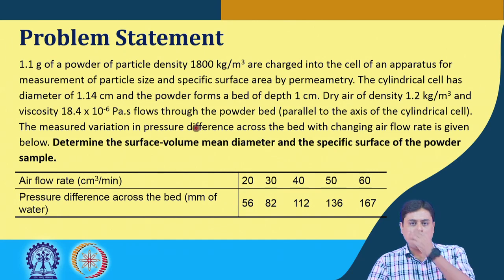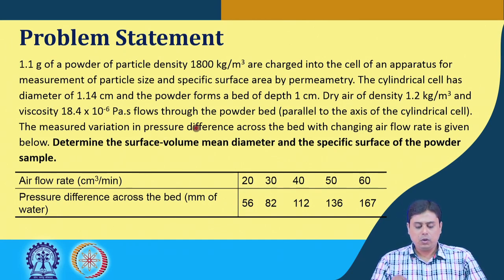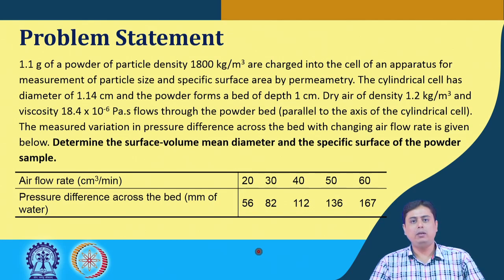Okay. Now I move on to the next problem, which is a bit interesting, and I would call it a multi-layered problem. Here the problem statement says that 1.1 gram of powder of particles with a density of 1800 kg per meter cube is charged into a cell of an apparatus for measurement of particle size and specific surface area by the permeametry method. We know what the permeametry method is. The principle of the permeametry method was essentially based on the Koenig-Karman equation.